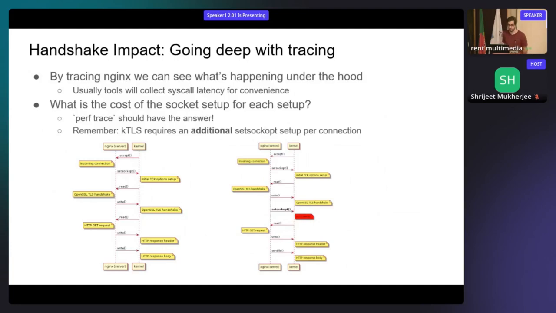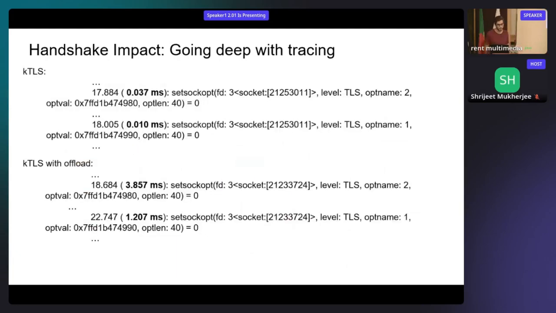So we started going deeper to understand why the handshake was impacting latency that much. By going deeper into the KTLS socket setup, we can analyze where the bottleneck is inside the setsockopt system call itself. We can use ftrace, perf trace, any of the tracing tools that we have. We already know that KTLS offload is expensive, as we saw from the other results, but we need to know by how much. So we did a very simple tracing in Nginx, and we can see a huge difference between KTLS and KTLS with offload.